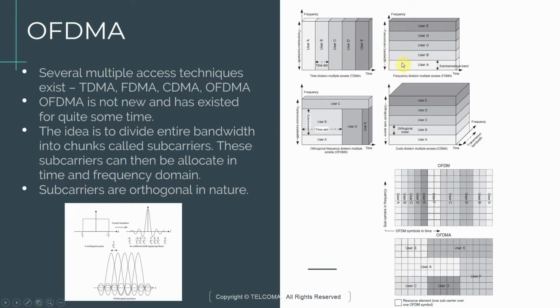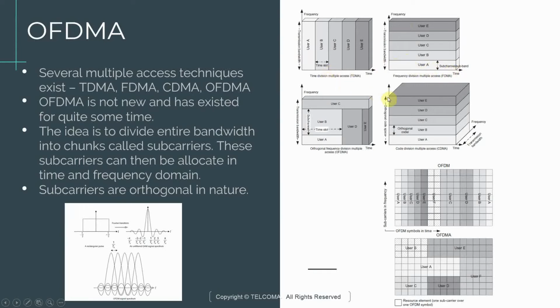In FDMA, you would have 5 users, same as before, but now you divide your entire frequency into chunks of 5, and you allocate each chunk to each of the users, and that particular user would use that entire chunk of frequency for the entire duration of time.